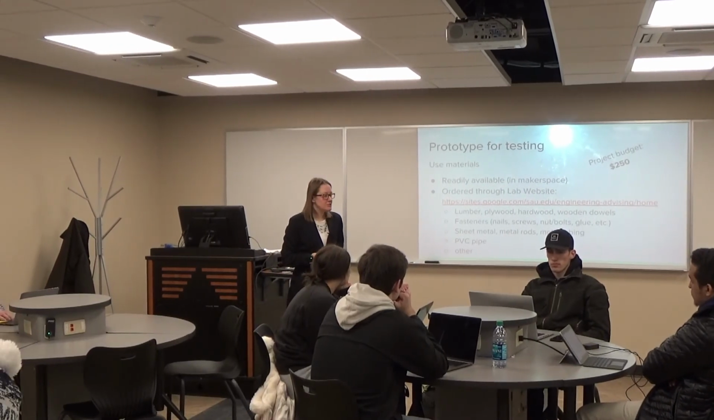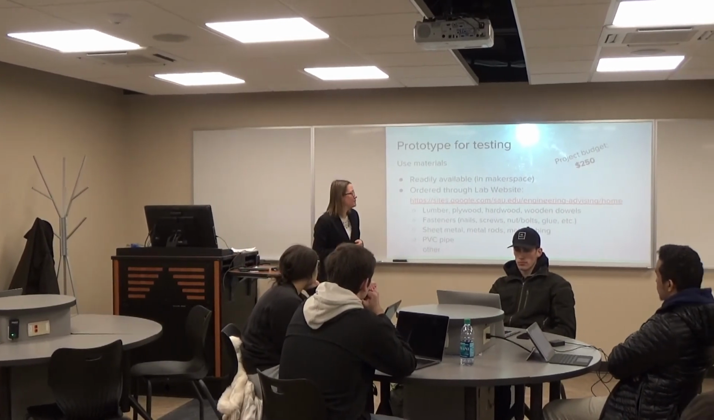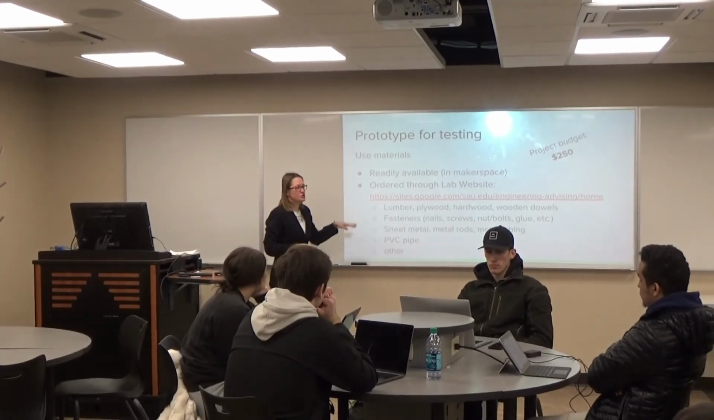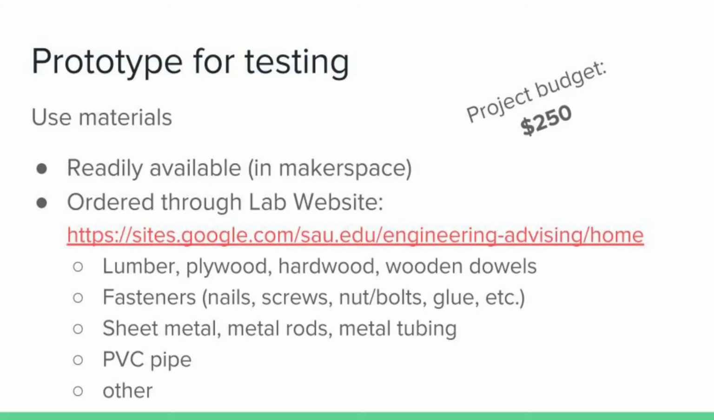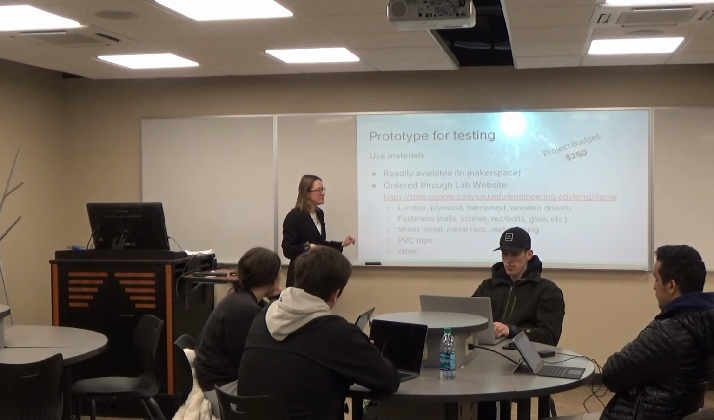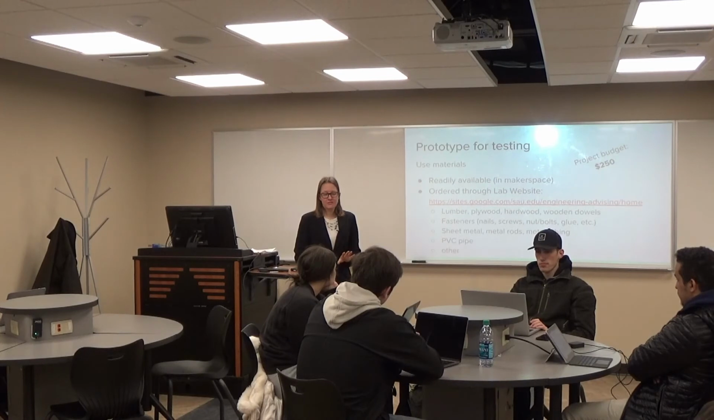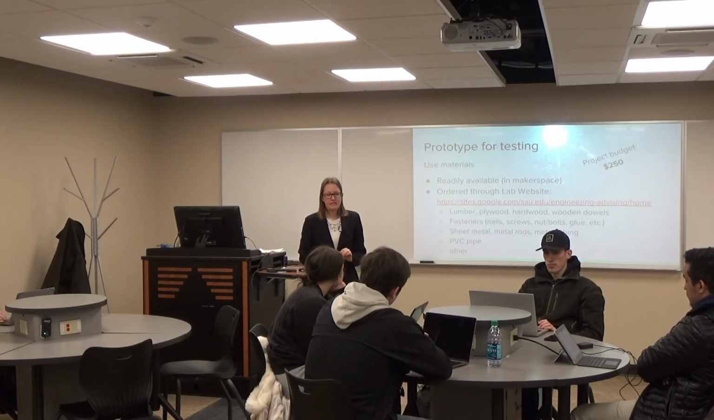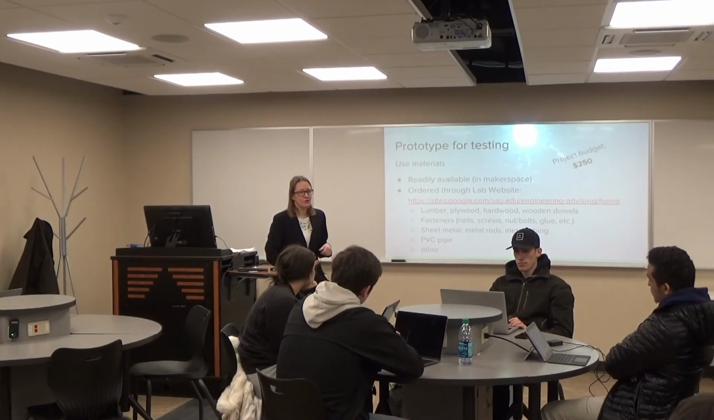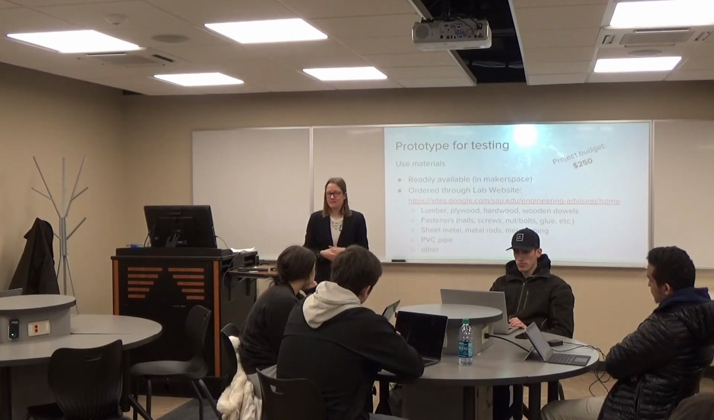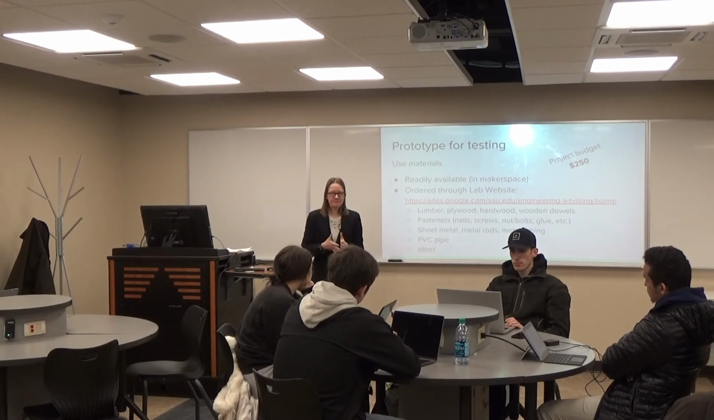And if you need to order stuff, these slides will be posted, so there'll be a link to our engineering website. Through the lab website, there's a spot where you can do material orders, so you order your stuff there. There's different ways that you can specify if you want any sort of wood products or fasteners or sheet metal or PVC pipe, or there's another section for others. So if you have other miscellaneous things that are not one of these more specific products, you can list those too.